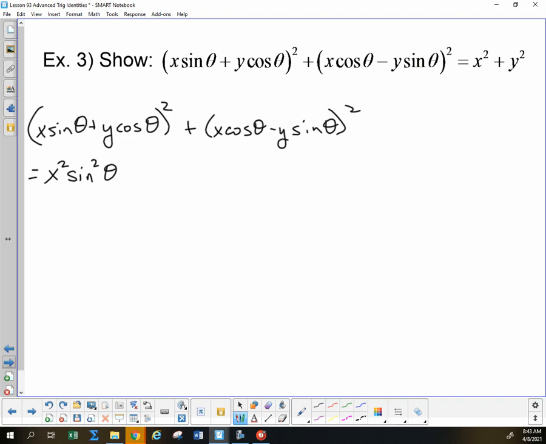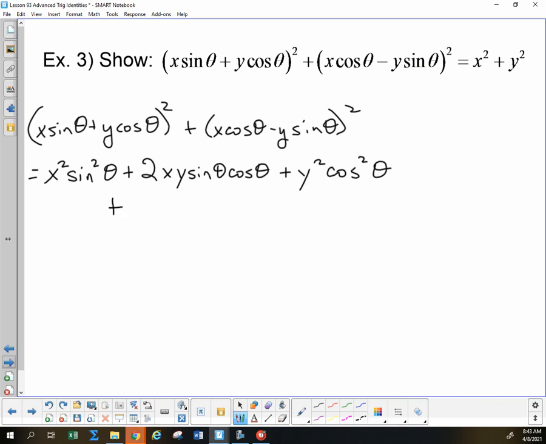Then I'm going to have x sine theta times y cosine theta, so that'll be xy sine theta cosine theta. And then I'll have y cosine theta times x sine theta, so I'll get another one of those. And then I'll have y cosine theta times y cosine theta, so I will have y squared cosine squared theta. And then I do the same thing with the other parentheses.